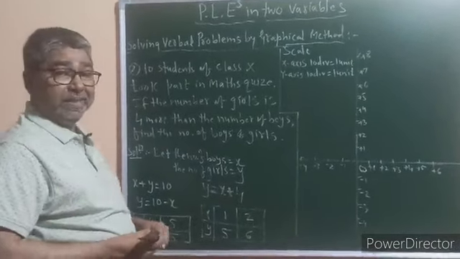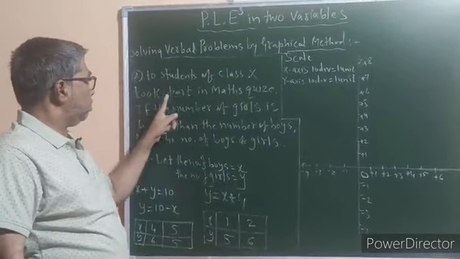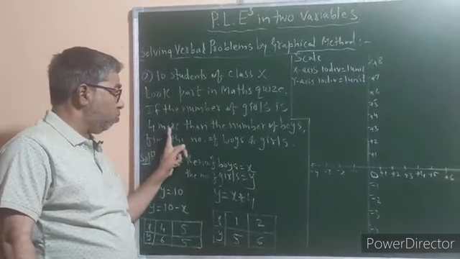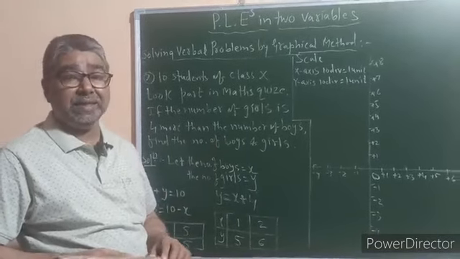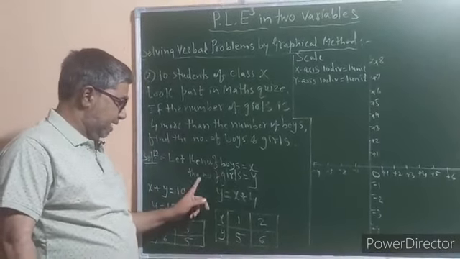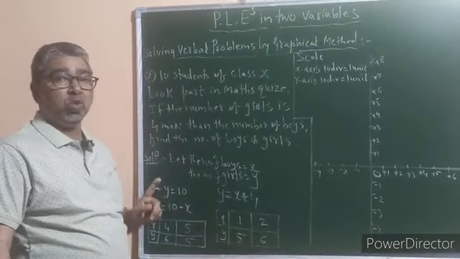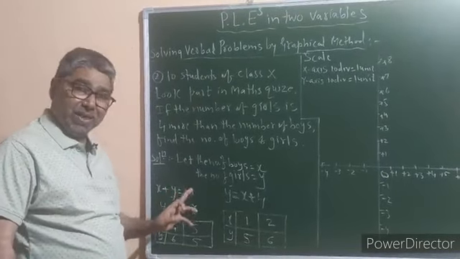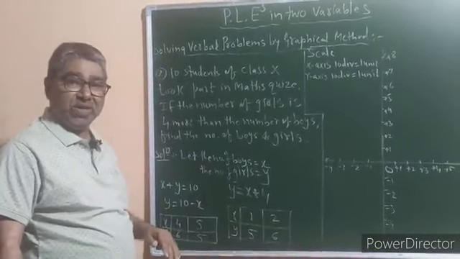Coming to the second example, example number 2: 10 students of class 10 took part in a mathematics quiz. If the number of girls is 4 more than the number of boys, find the number of boys and girls who took part in the mathematics quiz. Let the number of boys be x and the number of girls be y. 10 students of class 10, so the total number of girls and boys is 10, which means the first equation will be x plus y is equal to 10. Convert it or bring it to the standard form.